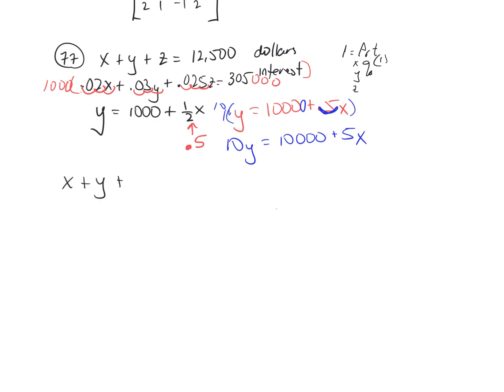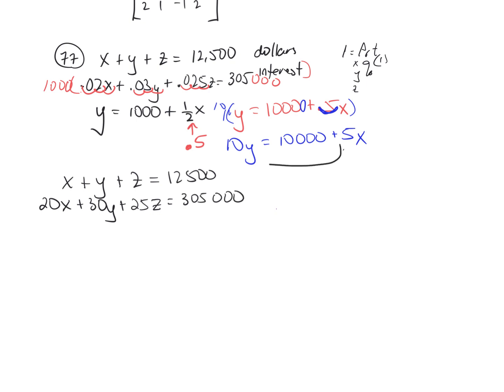x plus y plus z is 12,500. 20x, because I had to multiply it by 1,000, plus 30y plus 25z. That can't be right. Is that right? Yes, that's right. I apologize. 305, and we multiply it by 1,000. And then I'm going to bring this x this way. So it'll be negative 5x plus 10y equals 10,000. I didn't put my little commas up here.